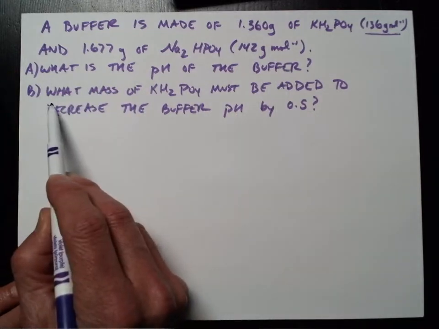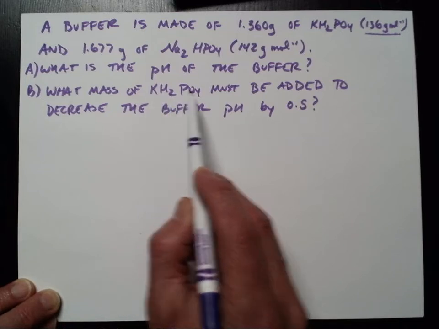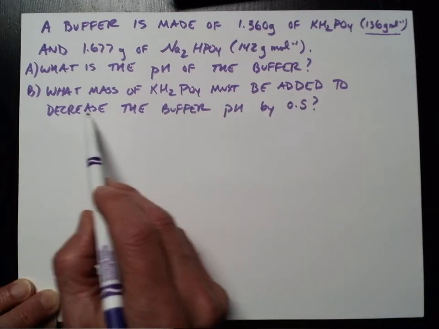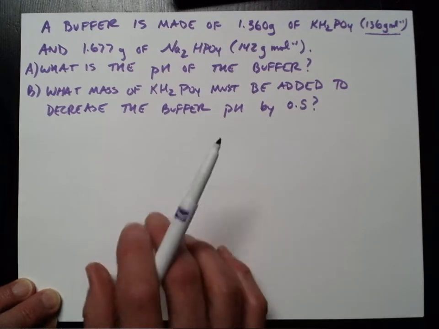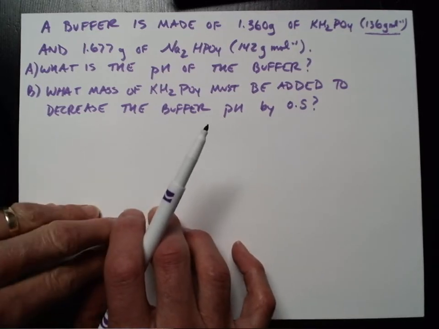And second, what mass of potassium dihydrogen phosphate must be added to decrease the buffer pH by 1/2 a unit? Well, let's see if we can figure out what the buffer consists of here.